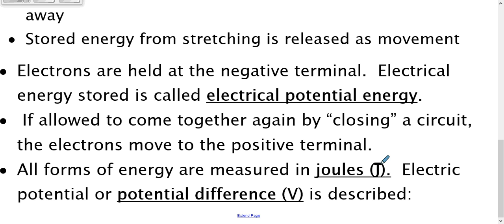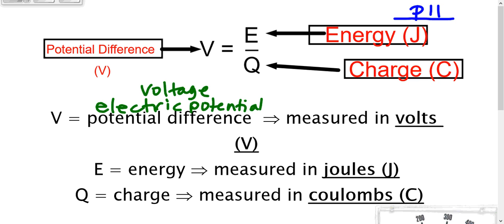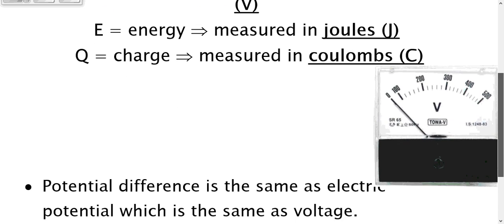So potential difference or voltage is capital V, and it's described as V is equal to E divided by Q. E stands for energy, it's measured in joules. Charge is still Q, it's measured in coulombs still. So voltage, electric potential, potential difference are all measured in volts. Energy is measured in joules, charge is still measured in coulombs.